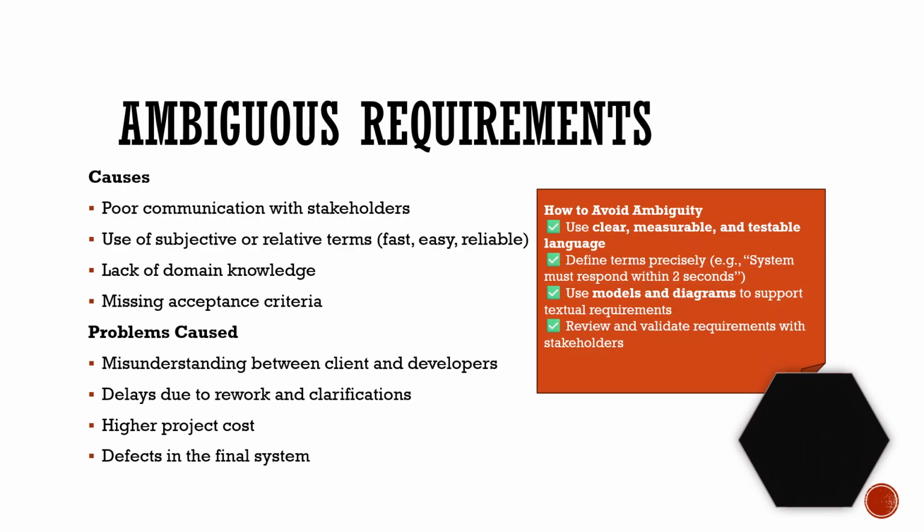Here are some steps through which we can avoid ambiguity. Use clear, measurable, and testable language. Define terms precisely. System must respond within 2 seconds. System must be user-friendly, that means the customer can use it properly. Use models and diagrams to support textual requirements. Review and validate requirements with stakeholders.